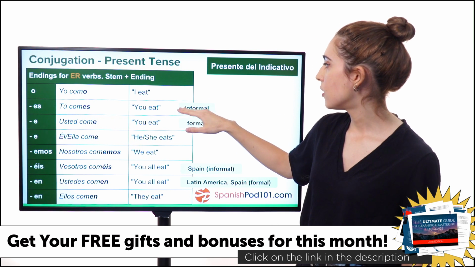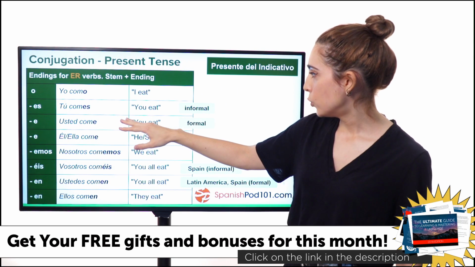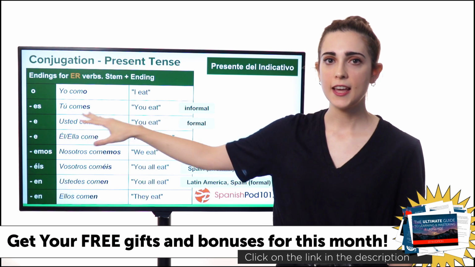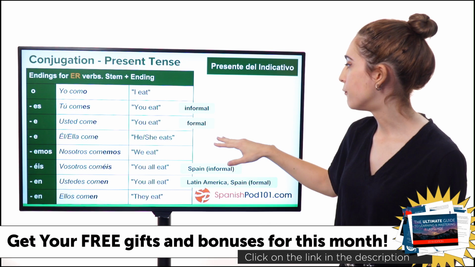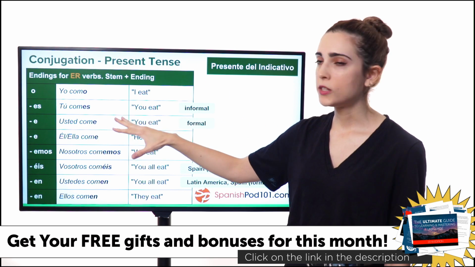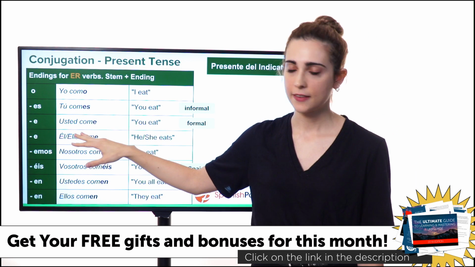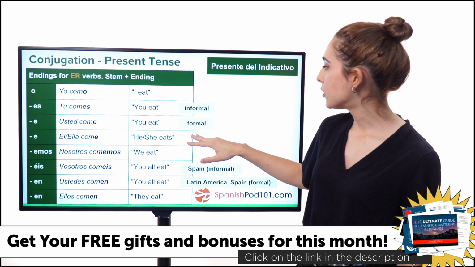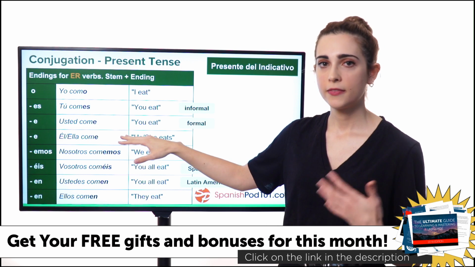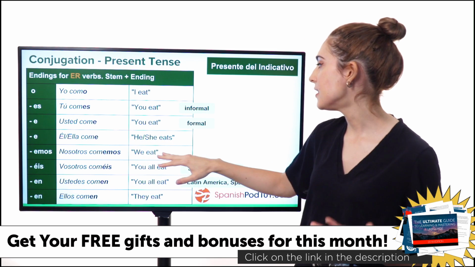For the second person of the singular, if it's informal, tú comes, adding an ES at the end. For the formal version of the second person of singular, usted come, ending in an E. The third person, he or she, él, ella, come. He eats, she eats.